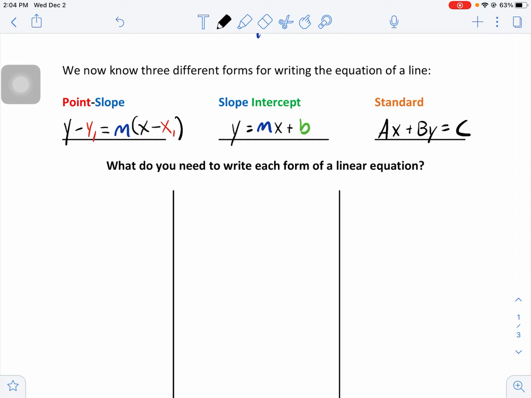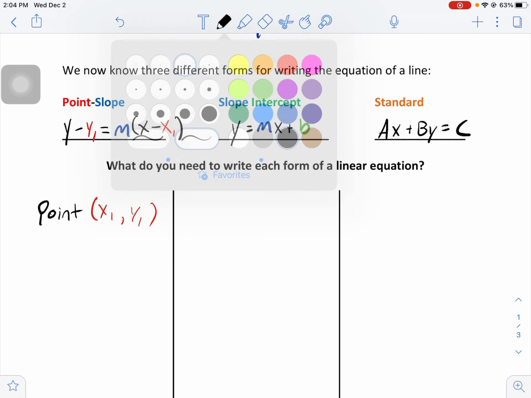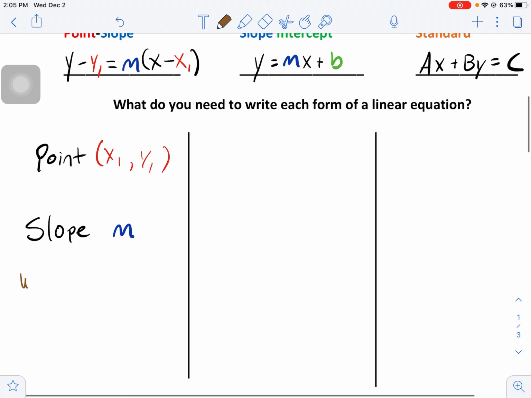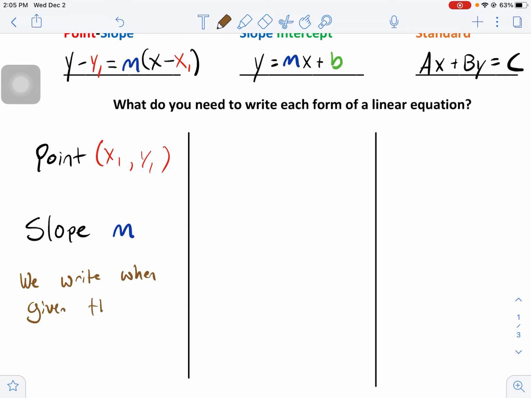For point-slope, you specifically need a point, which in this case I called x1, y1. You also need a slope, which we've been talking about as m. All right, and then what do we normally use this form for? So we write this when given these two things. Right, when you're given a point and you're given a slope.